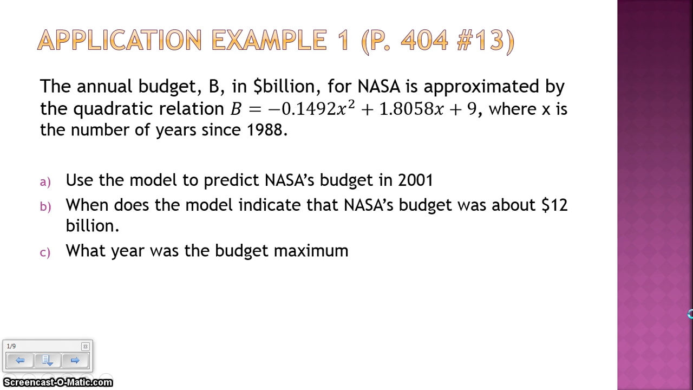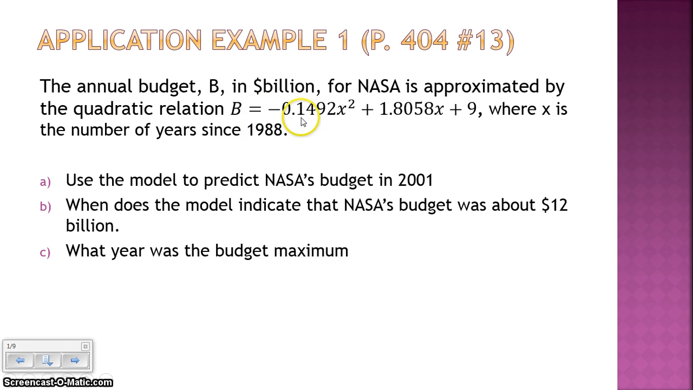Alright, so hopefully everybody has the question written down. A few key things you want to highlight from the question. It's always really important to highlight the key information in the question. The two key things in this one that I would highlight are your equation, the part that says b equals negative 0.1492x squared plus 1.8058x plus 9. That's the equation we're going to be using here. And the other key piece of information is knowing that x is the number of years since 1988. That's really important to know that it's since 1988.